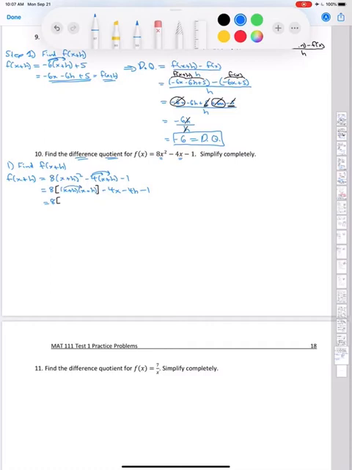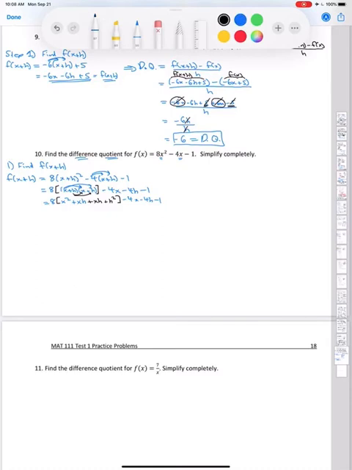We got the x to distribute through. x times x is x squared. x times h is xh. Now we got to distribute the h through. And h times x, which is also a product of xh, doesn't matter the order. Multiplication is commutative. I'm going to write it in the same order just so we can notice they are like terms. h times h is h squared. And then we've got our minus 4x minus 4h minus 1.